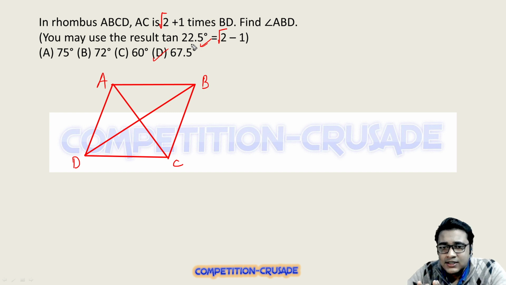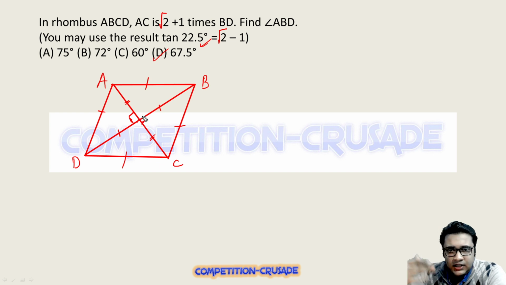Now this is a good time for us to revise the concept of a rhombus. What is a rhombus? A rhombus is a parallelogram in which all the sides are equal. That we know for sure. An additional property is that the diagonals of a rhombus intersect perpendicularly, and they also bisect each other. So this point is a point of intersection that is perpendicular.